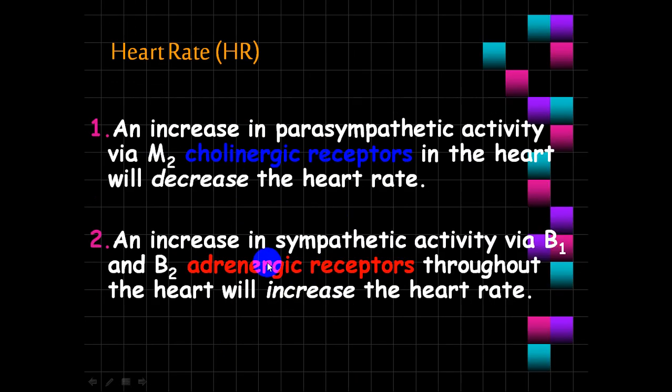An example of these changes in heart rate: an increase in parasympathetic activity via the M2 cholinergic receptor in the heart will decrease the heart rate, as we said, cardio inhibitory. While an increase in sympathetic activity via beta receptors, beta 1 and beta 2 adrenergic receptors, will increase the heart rate, as we said, cardio acceleratory.